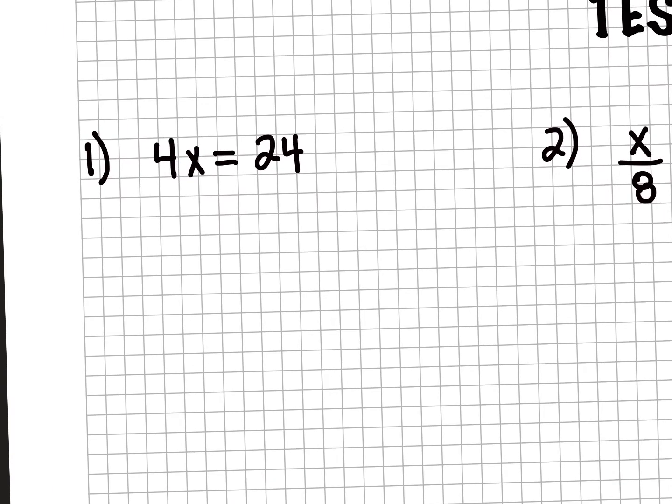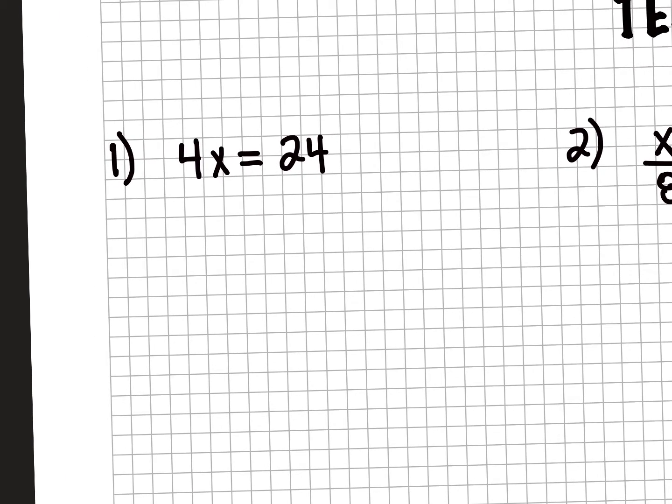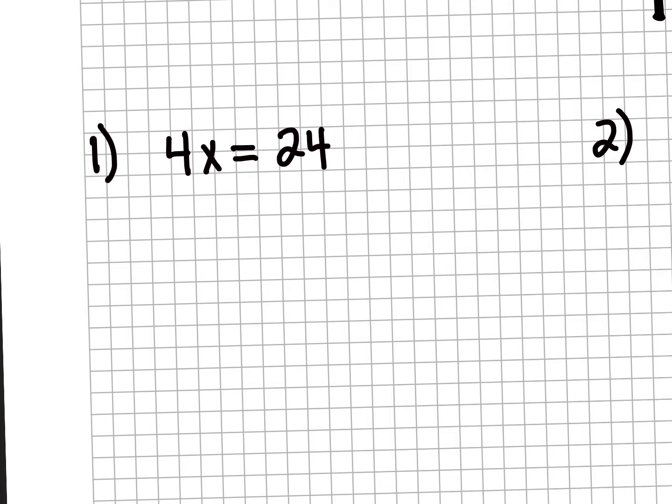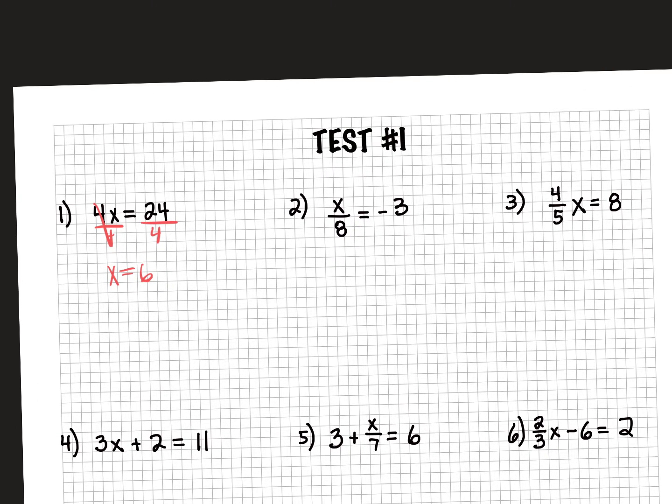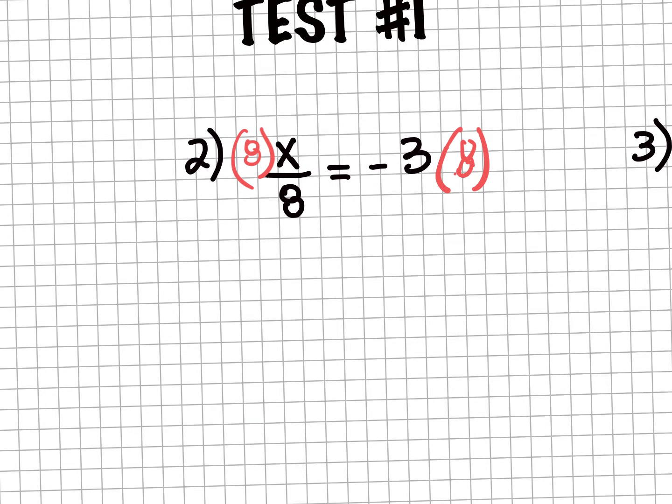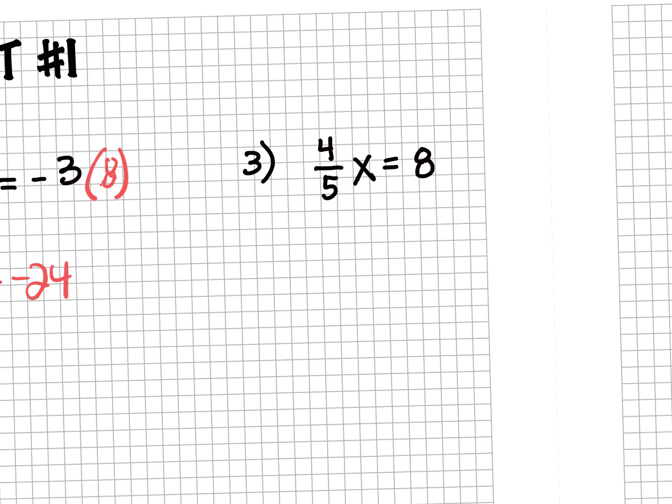4x equals 24. We have to divide both sides by 4, top and the bottom. X equals 6. Number 2. We need to multiply by 8 on both sides, and the 8's cancel out. X equals negative 24.